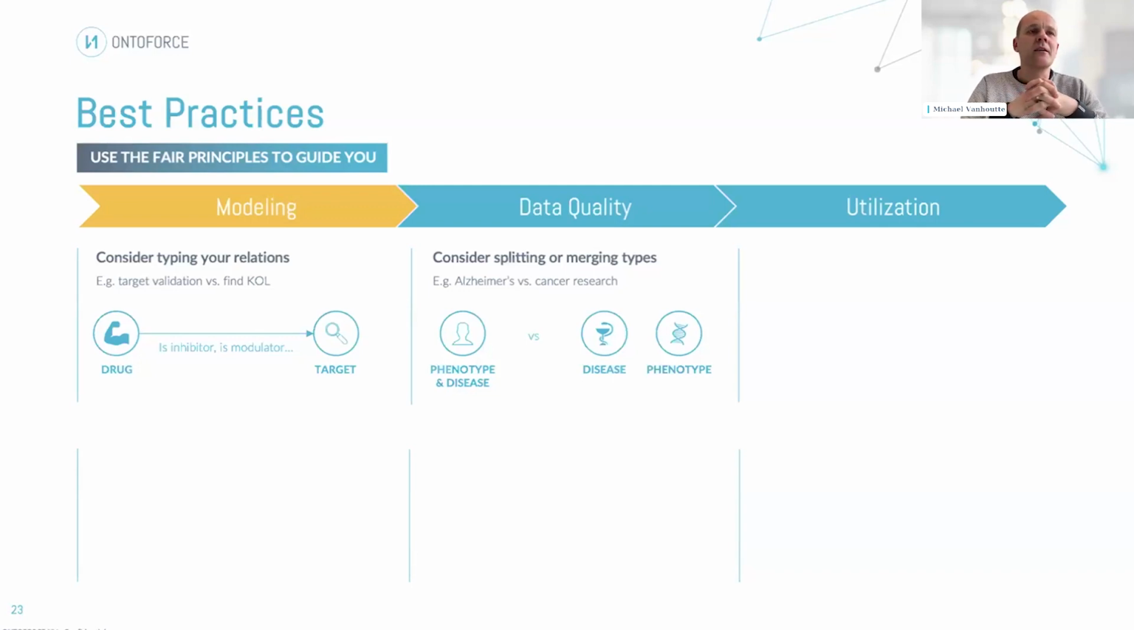Whereas in cancer research, where the line between the disease and the phenotype is much more blurred, it may make more sense to merge both types into one entity and feed them as such into your machine learning algorithm. So really, depending on your use case, depending on the question that you want to answer, it makes sense to do this mental exercise and figure out how you want to separate your different entities.